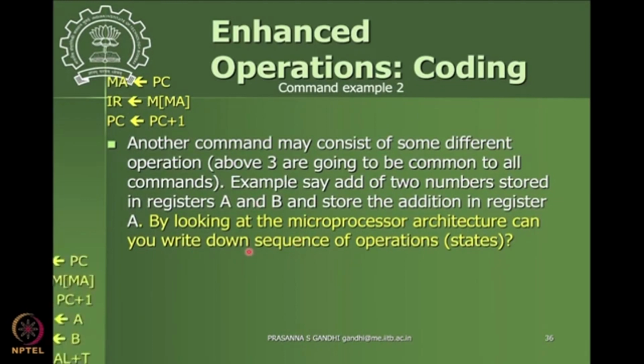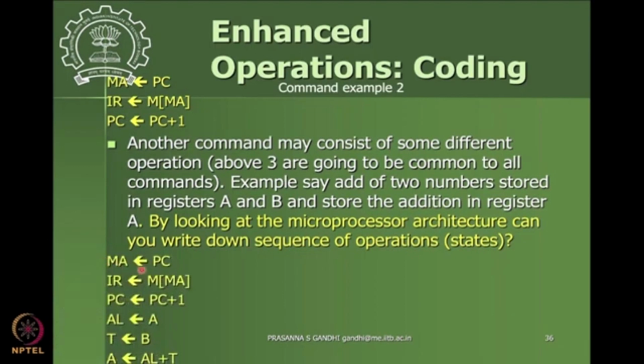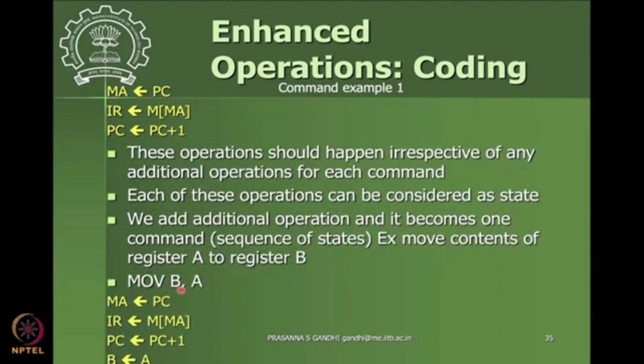We'll see how this operation can be executed. This is an example of another kind of command. These three are common, and now the contents of A are to be transferred to the AL register, the contents of B are to be transferred to the T register, and A should again hold the addition of AL and T, which is given by the ALU, the arithmetic logic unit. So this is another command that we have built up. We are building these commands now.